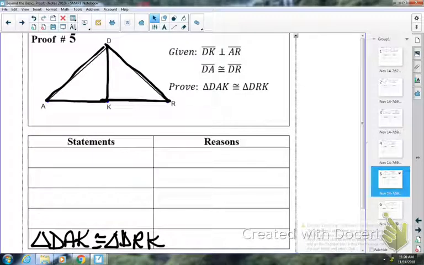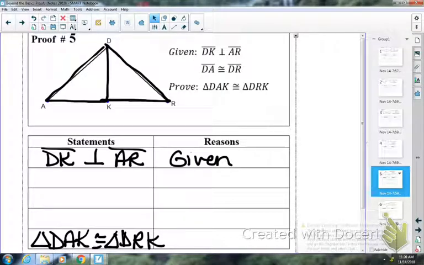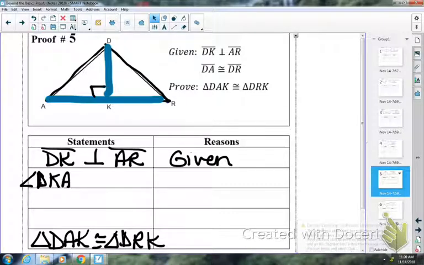So again, to be able to state that, I have to have three pairs of congruent parts. So let's start with the first given. Segment DK is perpendicular to segment AR. Now, if you remember, when you have perpendicular lines, what do you know? You have right angles. So in the picture, I traced in blue segment DK perpendicular to segment AR. So my right angles are going to occur here at K. So triangle DKA and triangle DKR on the other side as well are right angles.